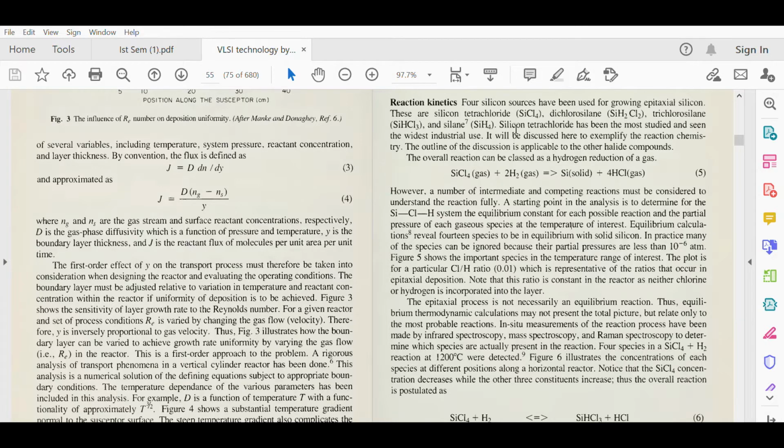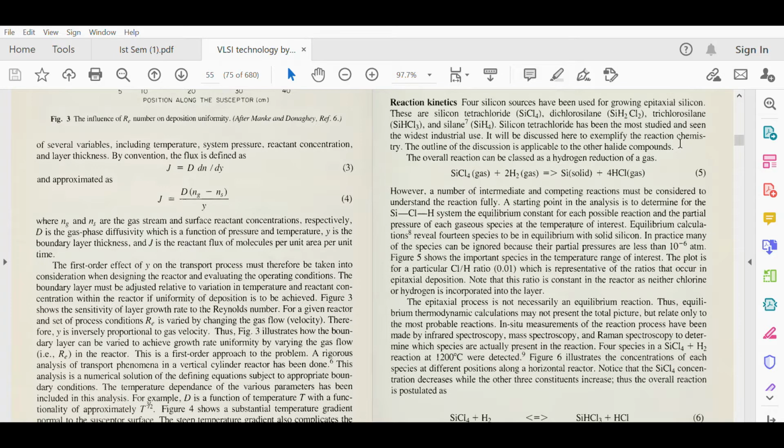These are silicon tetrachloride, dichlorosilane, trichlorosilane, and silane. Silicon tetrachloride has been the most studied and seen the widest industrial use. So out of these four, silicon tetrachloride, the first one, is very popular. It will be discussed here to exemplify the reaction chemistry. The outline of the discussion is applicable to the other halide components.